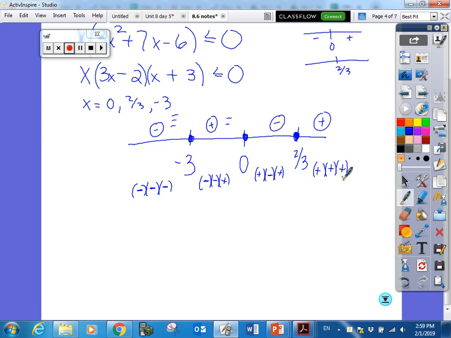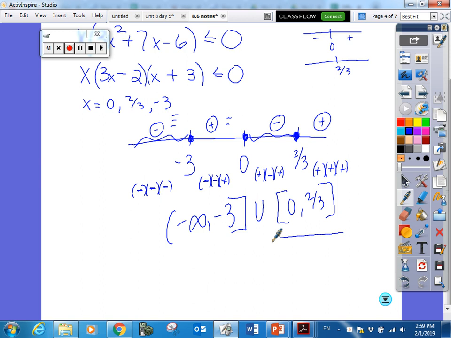All right, so we want less than 0, so that's this section and this section. So that would be negative infinity to negative 3, bracket, in union with 0 to 2/3. And there is your answer. All of those numbers in that section would make that polynomial either less than or equal to 0. So either negative or 0. But it's okay to be 0. That's why we have brackets.